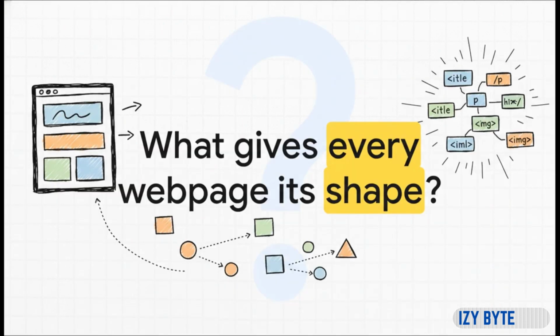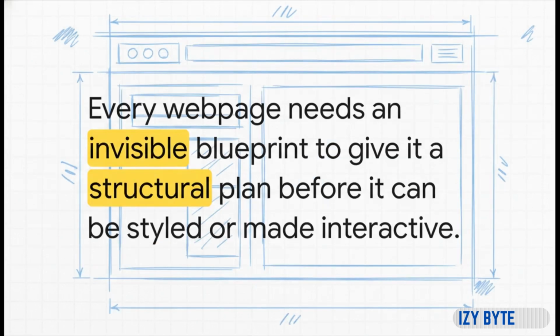So let's start with a question. When you load a website, what is it that tells your browser where everything goes? How does it know to put the title up top, or to start a new paragraph, or to place an image right there? What is it that gives every web page its fundamental shape? Well, the answer is an invisible blueprint.